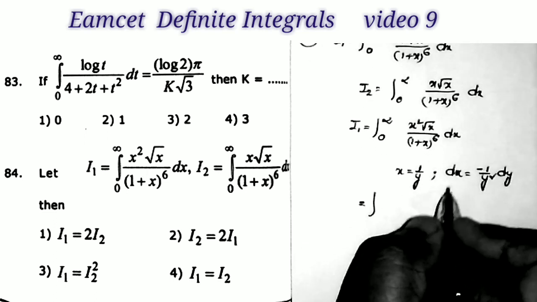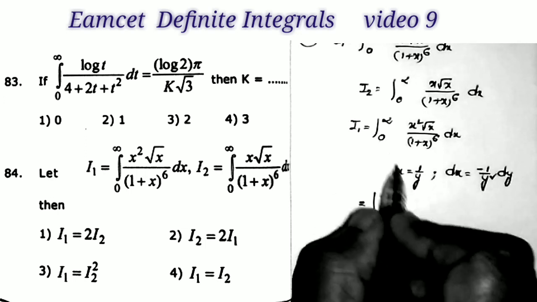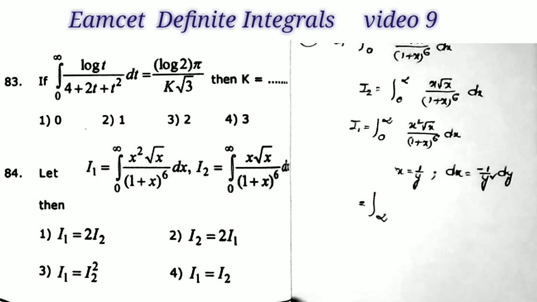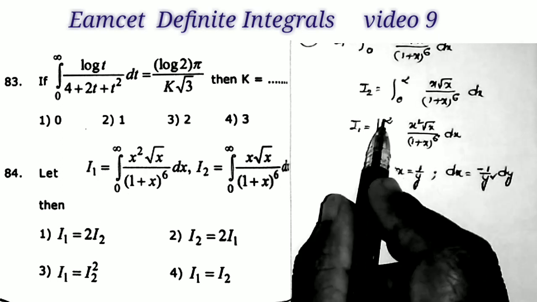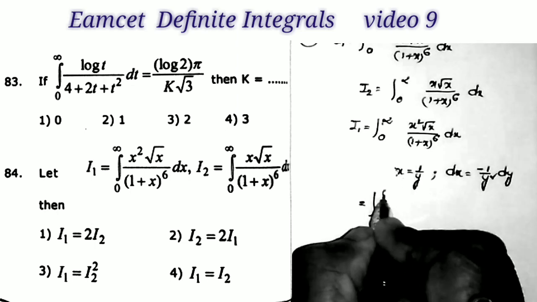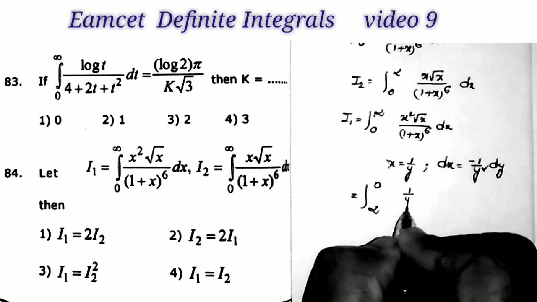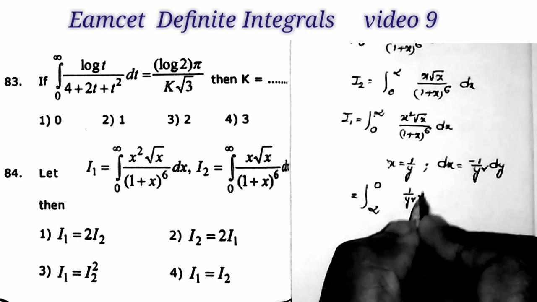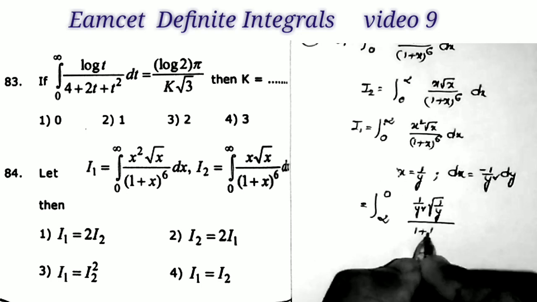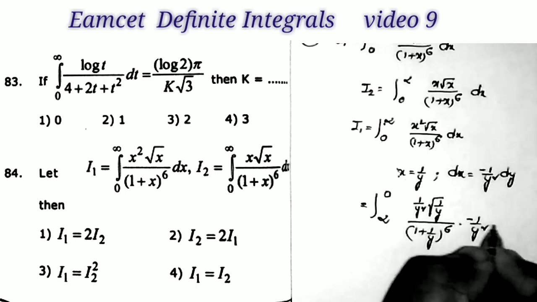Now converting the total integration in terms of y, so changing the limits also. x is equal to 0, interchange these two values, that is y is equal to infinity. And the upper limit x is equal to infinity, y is equal to 1 by infinity, that is equal to 0. Now replacing x is equal to 1 by y: 1 by y square into square root of 1 by y by (1 plus 1 by y) whole power 6 into minus 1 by y square into dy.